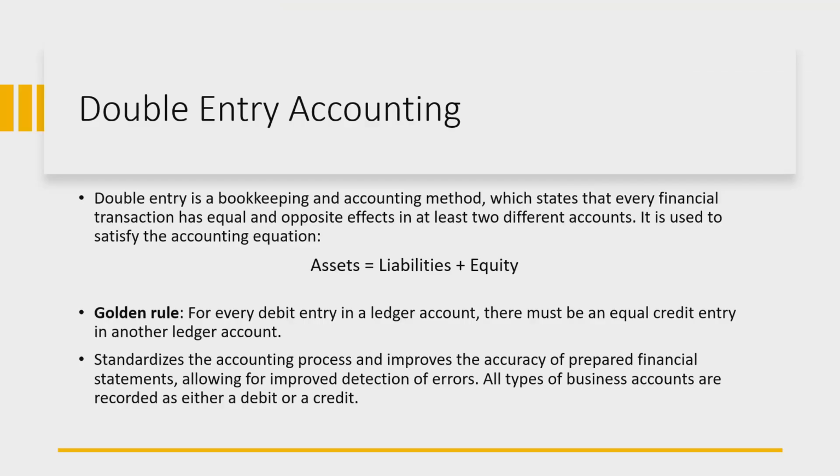Double entry accounting is a fundamental bookkeeping method where every financial transaction affects at least two different accounts with equal and opposite effects. This system satisfies the accounting equation: assets equals liabilities plus equity. The golden rule is simple. For every debit entry, there must be an equal credit entry. This approach standardizes the accounting process, improves the accuracy of financial statements, and makes it easier to detect errors. All business transactions are recorded as either a debit or a credit, ensuring comprehensive and balanced financial records.